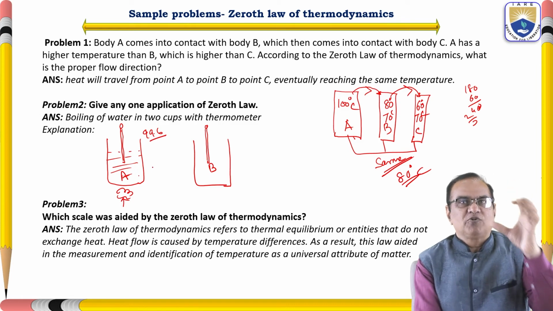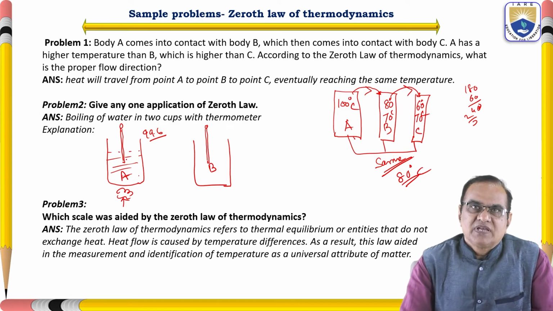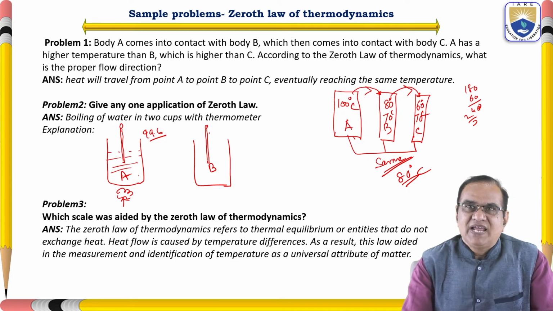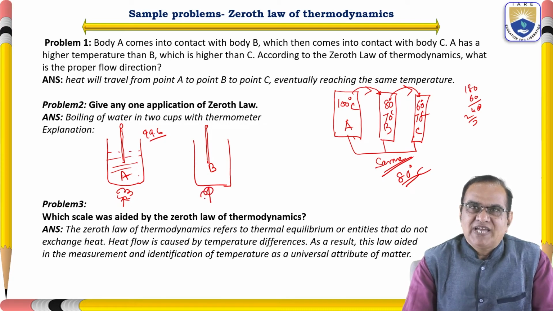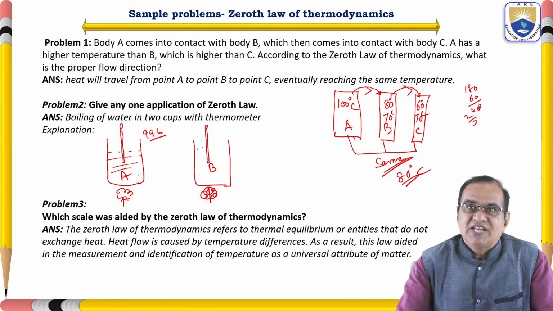So we will wait up to 99, and as and when it reaches this, the temperature will not increase. Then we will remove this thermometer and put it in this and give the heat here. This heat will increase, and this also increases till the time it is 99.6.